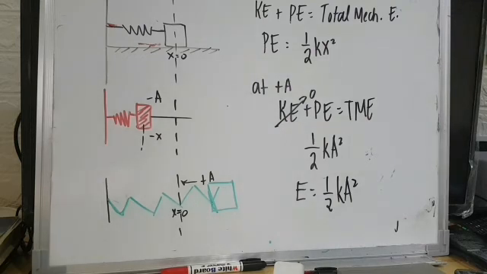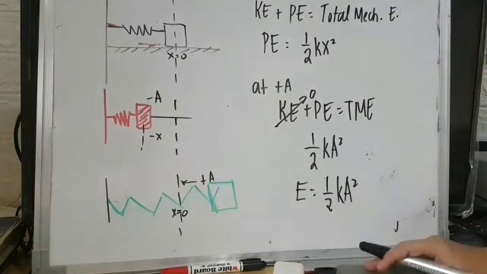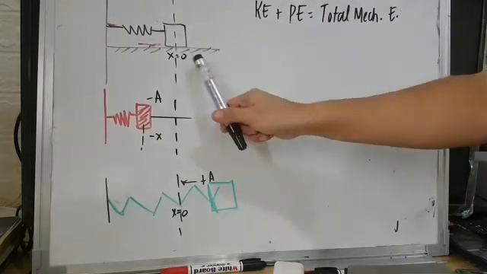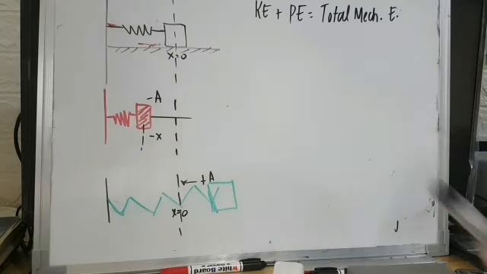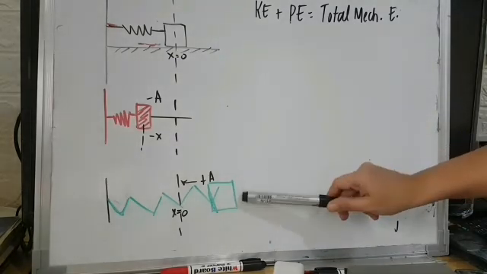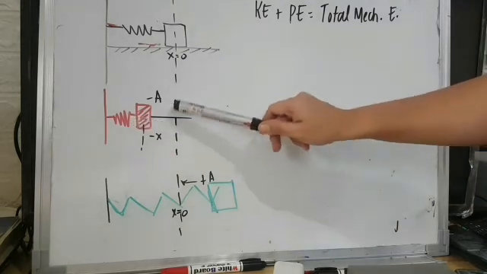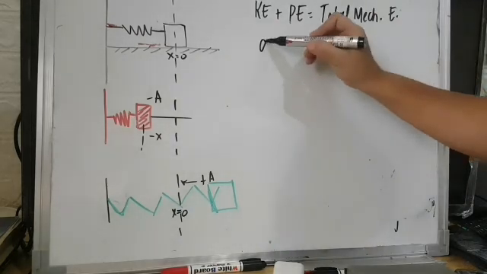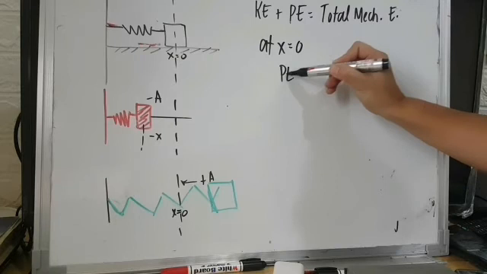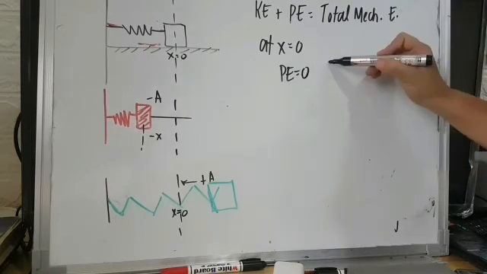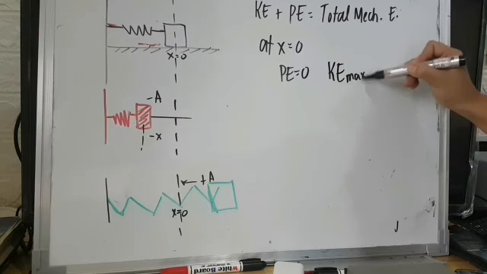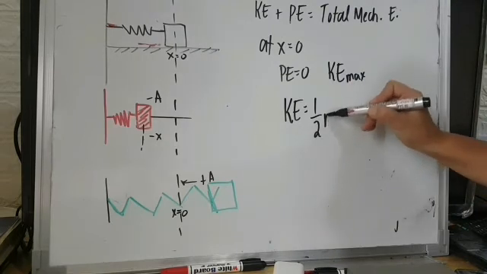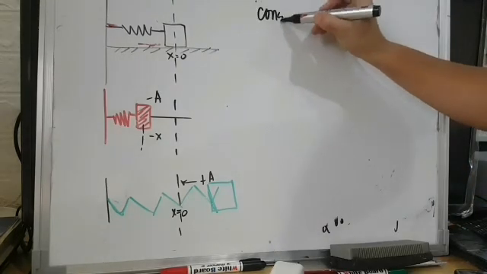But let's analyze what will be the energy if it's at equilibrium. At this point, it has its maximum kinetic energy. Earlier, when it's stretched here, it has its maximum potential energy. Same at this point, but at the middle, it has its maximum kinetic energy. The potential energy at x equals 0, the elastic potential energy, is equal to 0, but its kinetic energy is at its maximum. So recall that kinetic energy equals 1/2 mv squared.